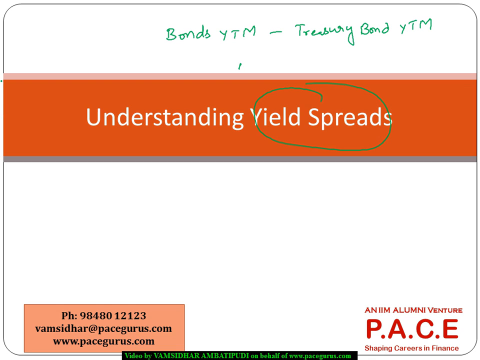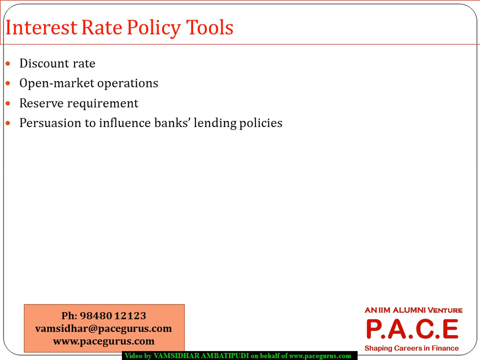And we have also defined that the wider the spread, the higher the credit risk, and the narrower the spread, the lesser the credit risk. So that is the reason we need to understand this concept of yield spread.